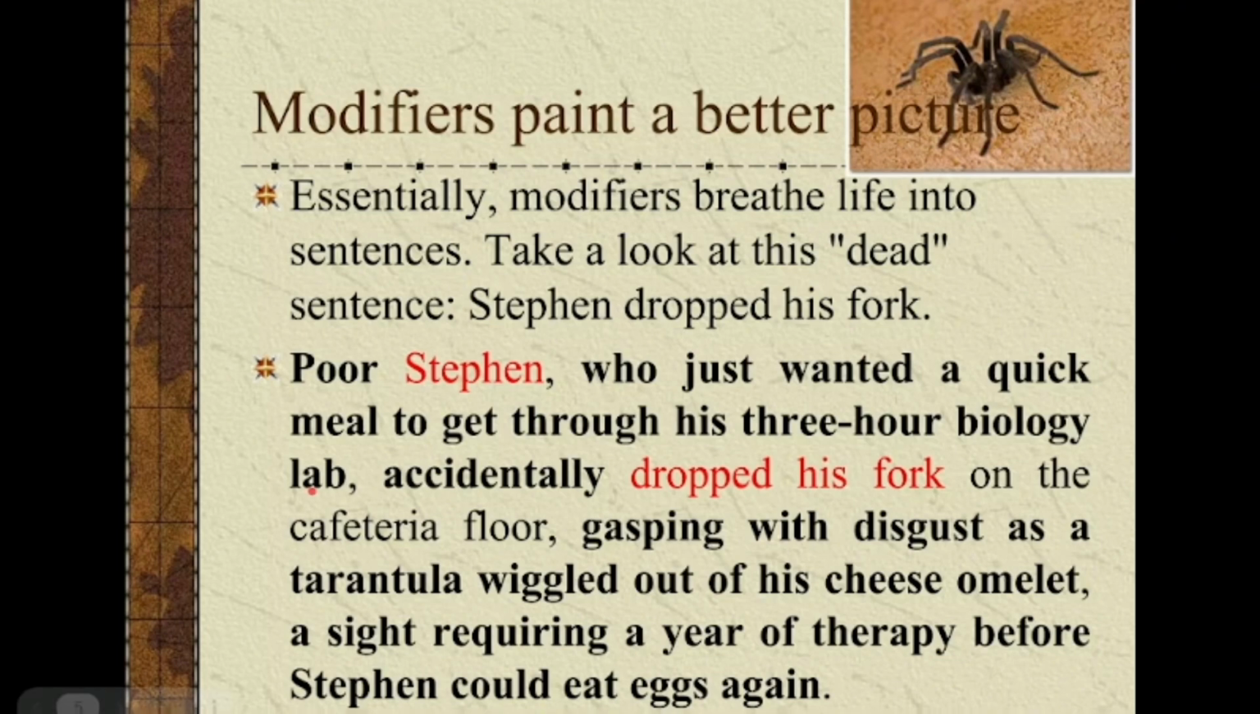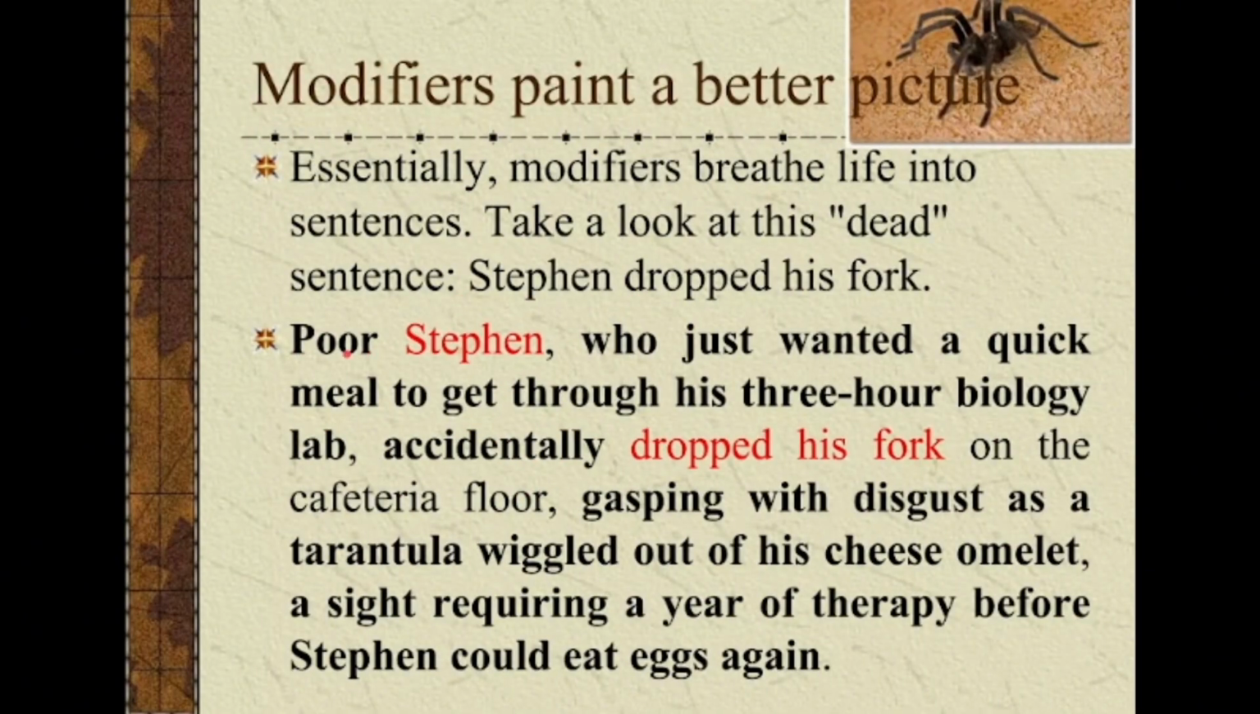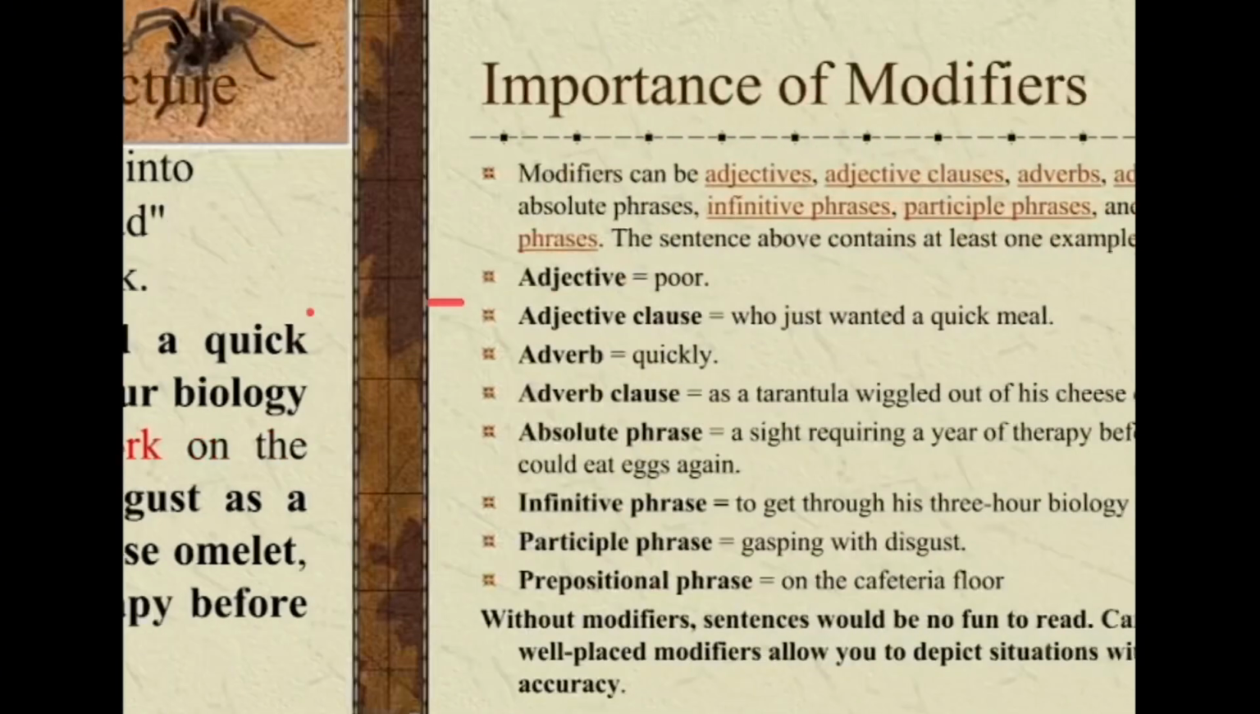Now we will study many different modifiers used in this sentence. Modifiers can be adjectives or adjective clauses, adverbs or adverb clauses, absolute phrases, infinitive phrases, participle phrases, or prepositional phrases. The sentence is the one we saw on the previous slide. The first one is adjective. In this sentence, poor is an adjective. Poor Stephen, so that describes Stephen.